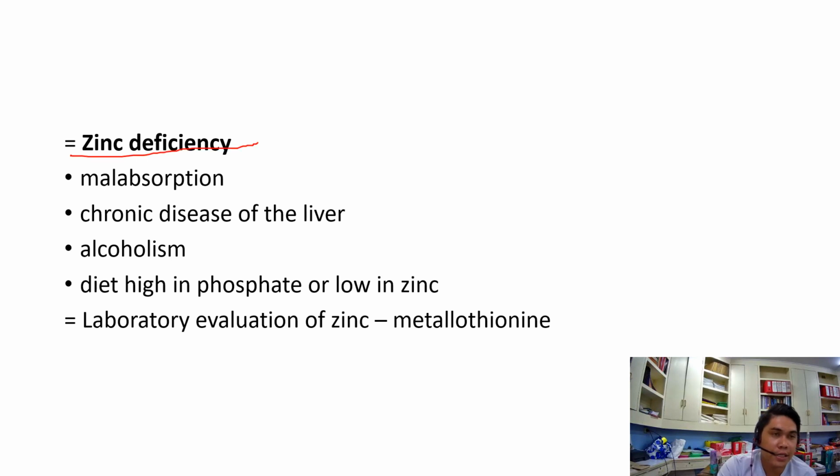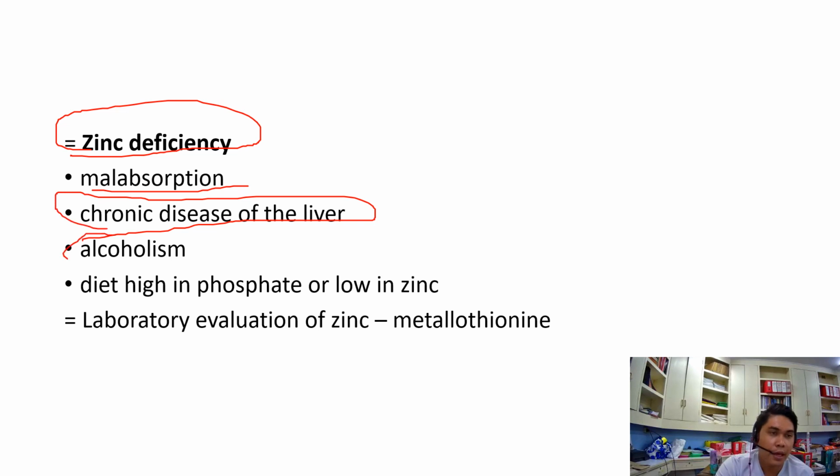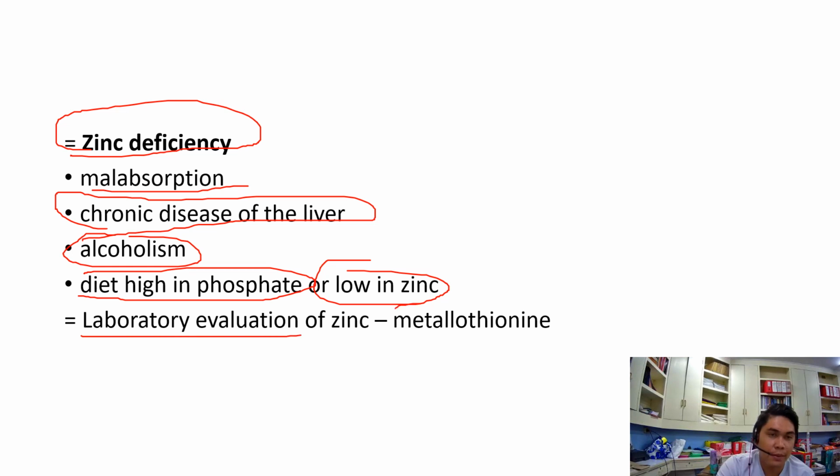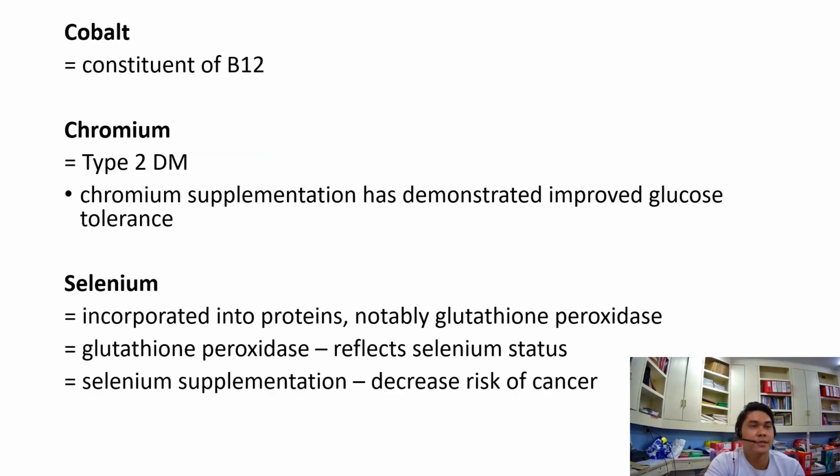The next is zinc deficiency causes. You have malabsorption, chronic disease of the liver, alcoholism, a diet high in phosphate or high in phytate or phytic acid, or a diet low in zinc. For laboratory evaluation of zinc, you can measure metallothionein, because one of the components of metallothionein is zinc. So decreased zinc, you have decreased metallothionein concentration. Then next you have cobalt. Cobalt is the constituent of B12.